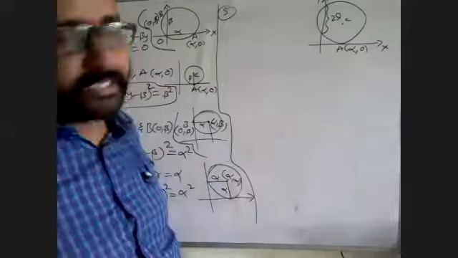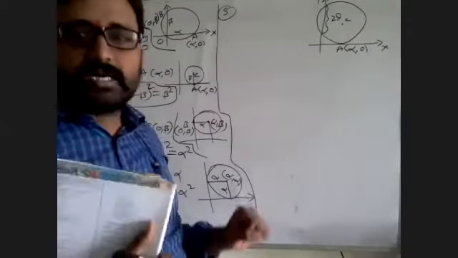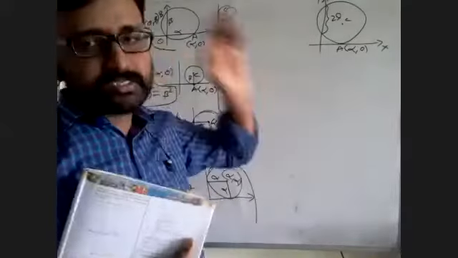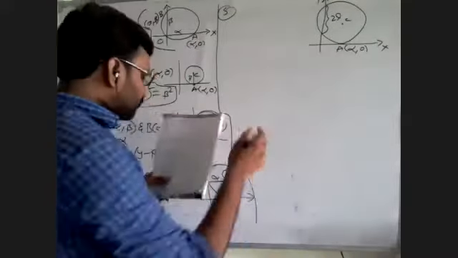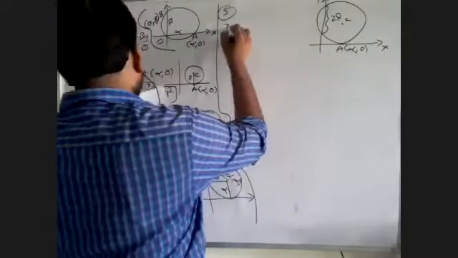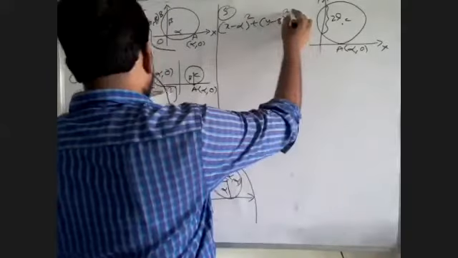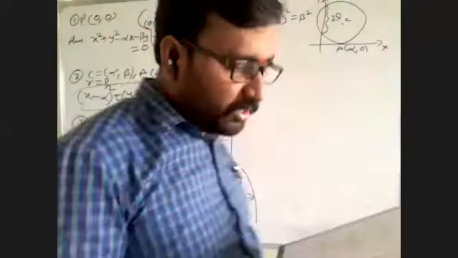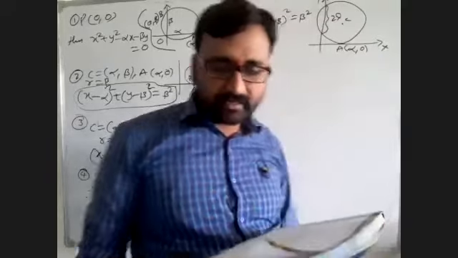The center is alpha comma beta. What is the equation of the circle, when the condition is what? The circle touches the x-axis at some point, making a y-intercept of length 2l. Then what is the circle equation? That is x minus alpha whole square plus y minus beta whole square is equal to beta square, where beta is there.